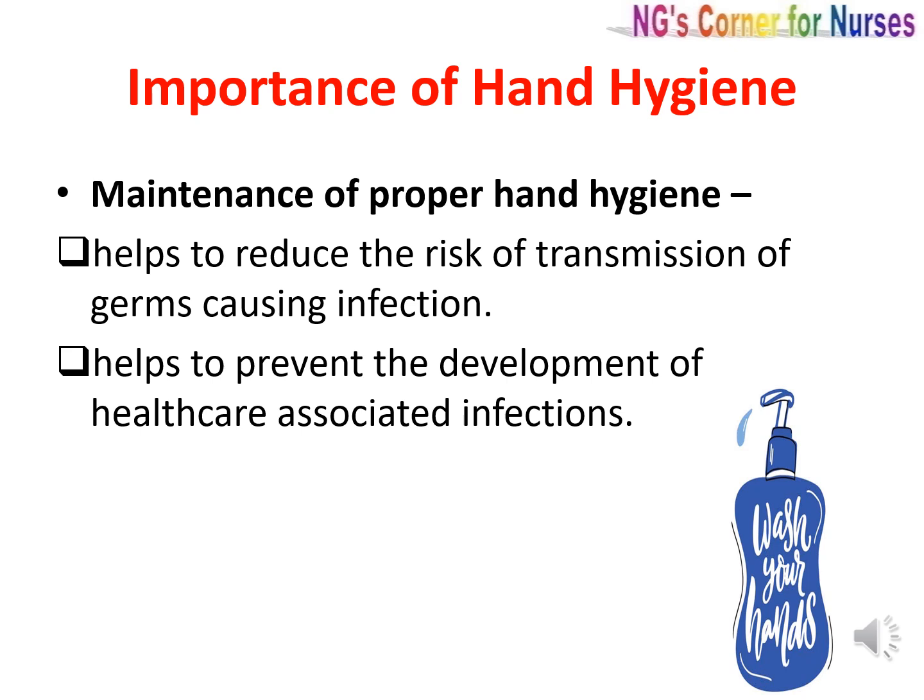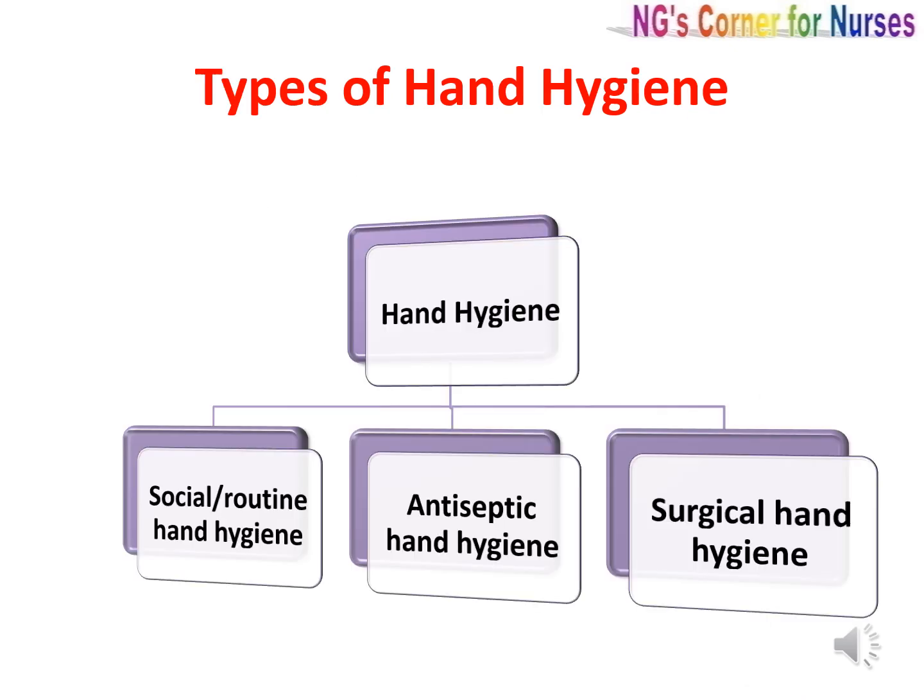Next is importance of hand hygiene. Maintenance of proper hand hygiene helps to reduce the risk of transmission of germs causing infection and helps to prevent the development of healthcare associated infections. There are three types of hand hygiene: social or routine hand hygiene, antiseptic hand hygiene, and surgical hand hygiene.